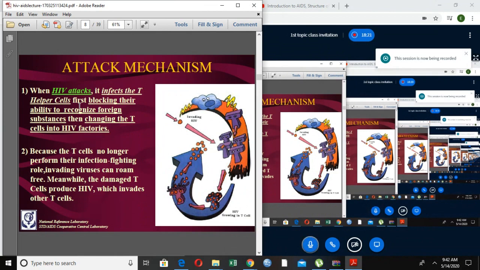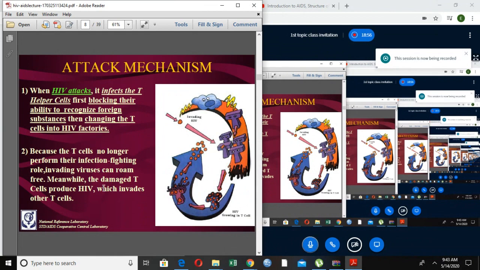And remember, we said these helper T cells contain receptors that normally invite or capture. So if it doesn't see it as a foreign matter, it will just invite it and hold it. That's why I've said here it normally houses the HIV in the human body. Because the T cells no longer perform their function of fighting the invading viruses, they can roam freely. So they will just freely roam your body and multiply and do whatever they want.